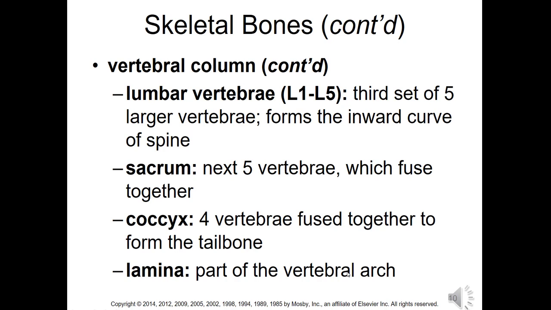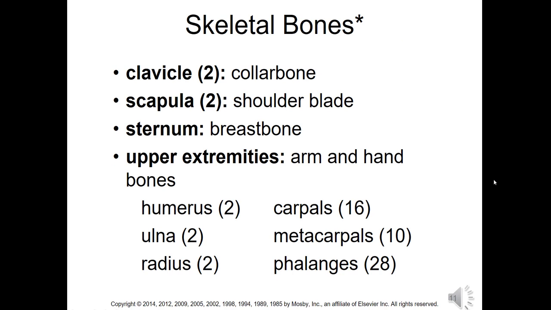Vertebral arches are formed by the lamina. Part of them is formed by the lamina. And if you turn to page 531, you'll actually be able to see all the different portions of the vertebral bones. We also have some more skeletal bones.